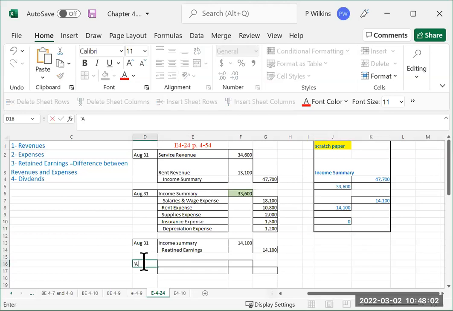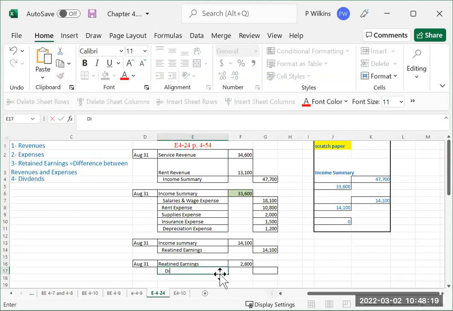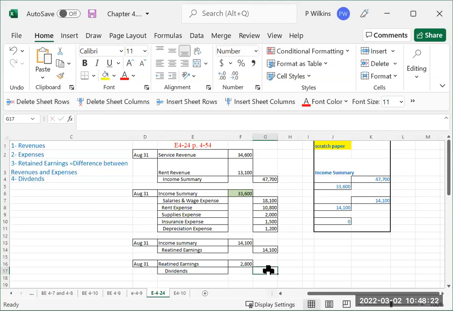Last entry we do is dividends. August 31, they told us dividends was $2,800, and for the dividends entry, you are debiting retained earnings to make that go down, $2,800. And then you are crediting dividends, $2,800. And we do this one separately from expenses, because dividends are not an expense of running the business. They're something that a company selects to pay to their stockholders, and they're not an operating expense of the business. So they run directly through retained earnings. Okay, so those are the answers for exercise 424 on page 454.